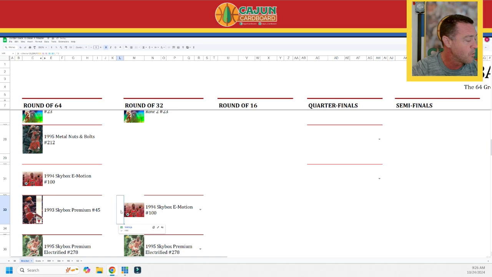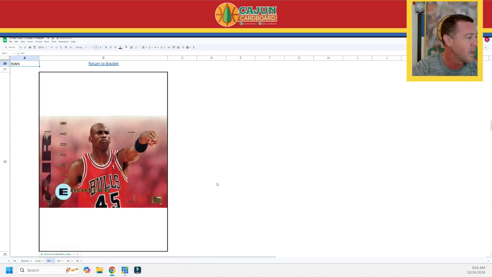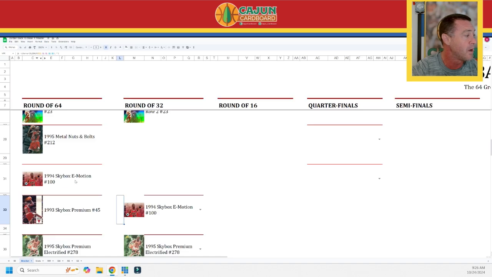Right there, again, if you want to look at that card up close, a great-looking card of Jordan. It's a horizontal card, which people tend to like, and people like Skybox as well. Emotion is the product. It is a Skybox manufactured product.